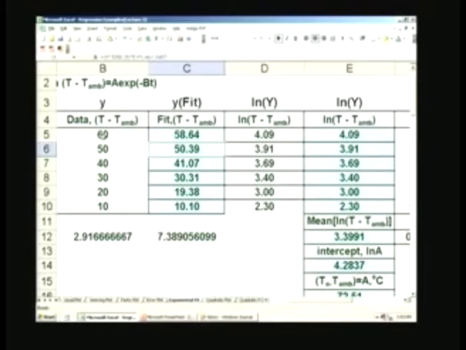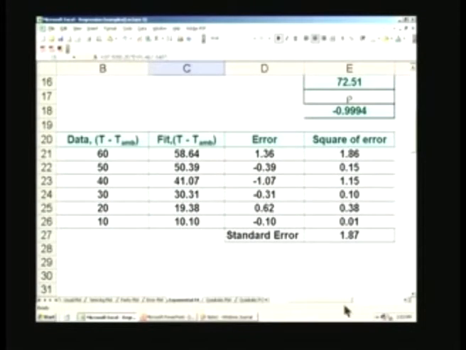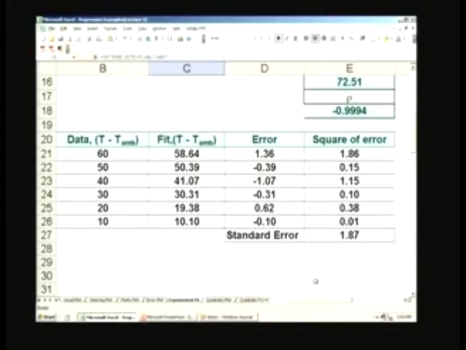And you can also see that the value of the given data is 60, this is 58.64, this is 50, 50.39, 40, 41.07. You see that they are close to each other. That means that the fit is certainly a good representation of the data. And in order to further find out whether it is good or bad, I am going to obtain the standard error, and that is obtained by taking the square of the difference between the data and the fit, and then adding all the squares.